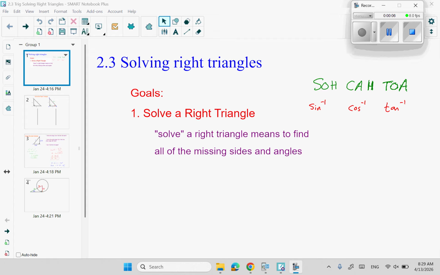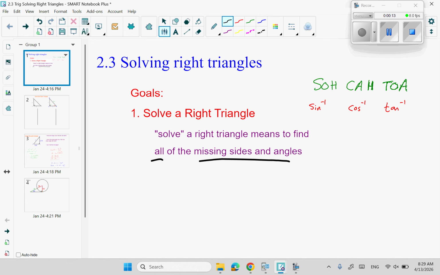So, big thing with solving a right triangle is you are finding all of the missing sides and angles. Typically means you have to know at least three pieces to find the other three pieces, because triangles have six components, three angles and three sides.